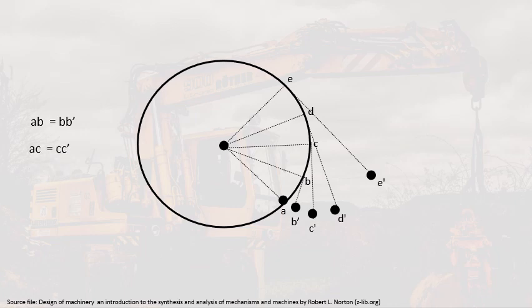Then we have AC equals CC prime, AD equals DD prime, and then we have AE equals EE prime. So that's basically how you can draw the involute.